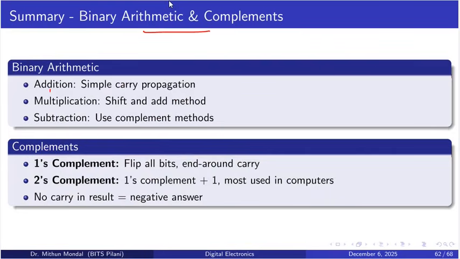Binary arithmetic, we have seen the addition, so simple carry propagation method. Multiplication uses shift and add method. Subtraction uses complement method. So for complement we have used 1s complement and 2s complement. In 1s complement we flip all the bits and the end around carry we have taken, and then add 1 to the 1s complement, that will be the 2s complement. That is mostly used in computers. So no carry in the result, then you will have a negative answer. So this you need to remember.